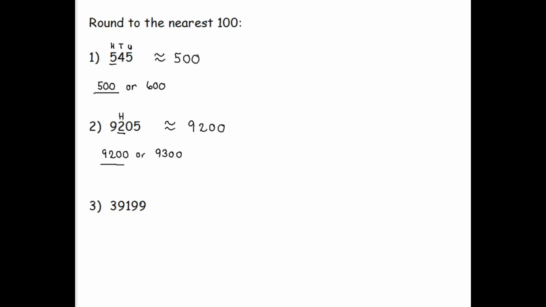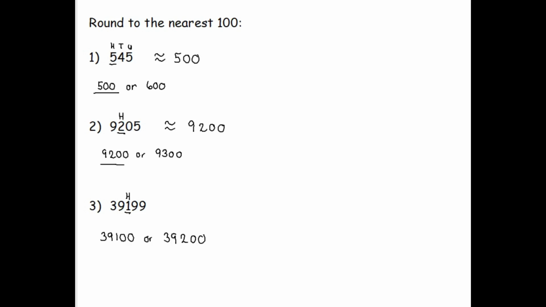Finally, question 3. Again, find your hundreds column first, because we're rounding to the nearest 100. So units, tens, hundreds. This is my hundreds column. So you've got 100 in your column. So you've got 39,100. So if it stays the same, that's what it could be. Or it could go up 100. So again, the 100 could go up to 39,200.